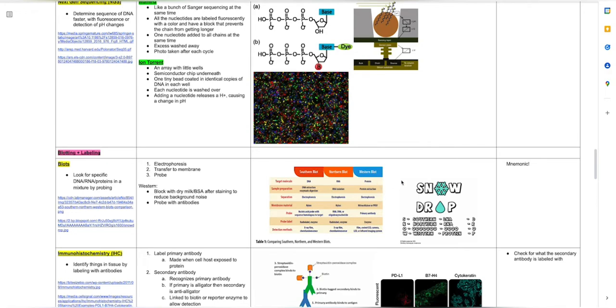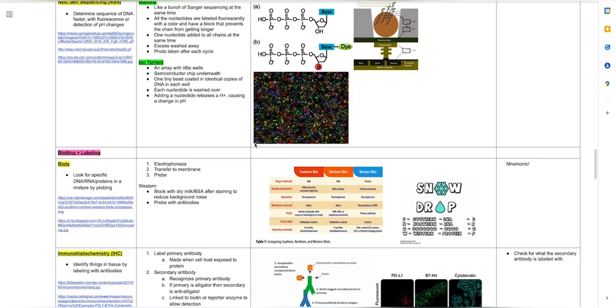A way you can remember this is this acronym. I'm pretty sure this is a really popular MCAT acronym. If you line up the words SNOW and DRIP, S matches with D, so Southern and DNA. N matches with R, so that's Northern RNA, and then W matches with P, so that's Western protein.